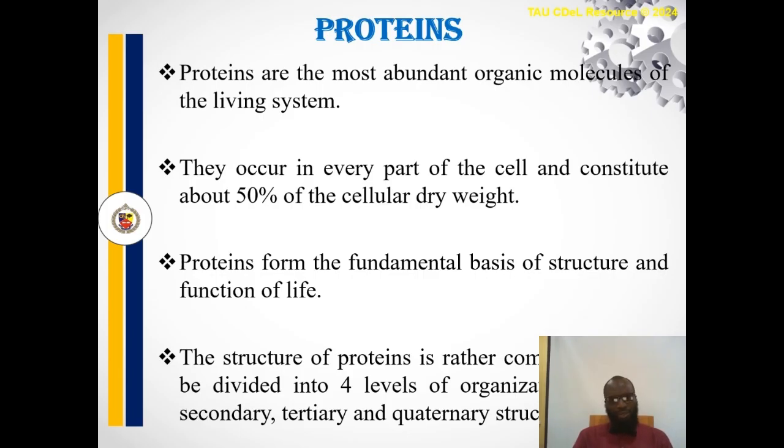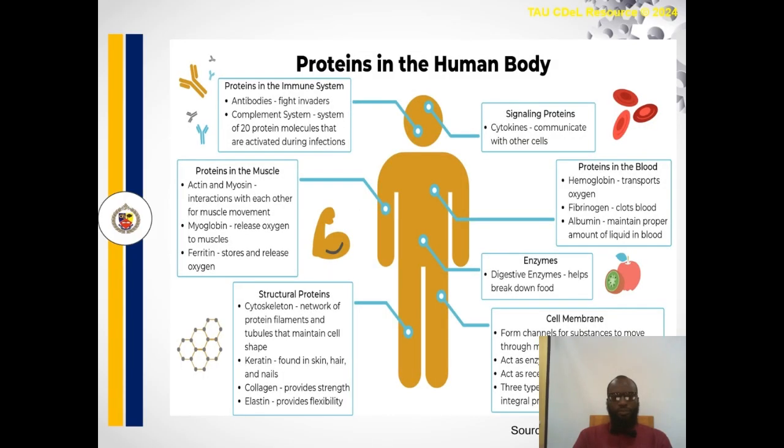Proteins are the most abundant organic molecules of the living system. Like I said earlier, proteins are made from amino acids. So amino acids are the building blocks of proteins. Now, proteins form the fundamental basis of structure and function of life. And proteins are divided into 4 levels of organization. We have the primary structure, the secondary structure, the tertiary structure, and the quaternary structure.